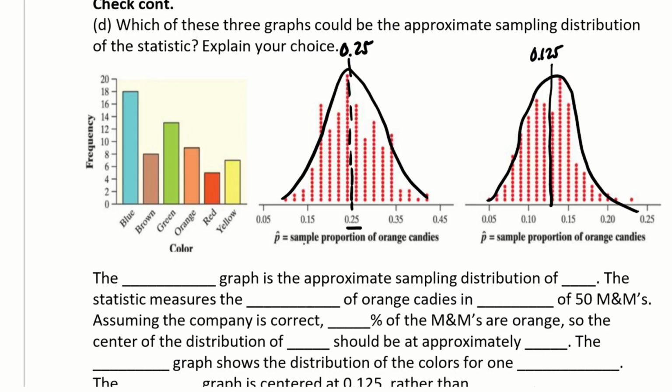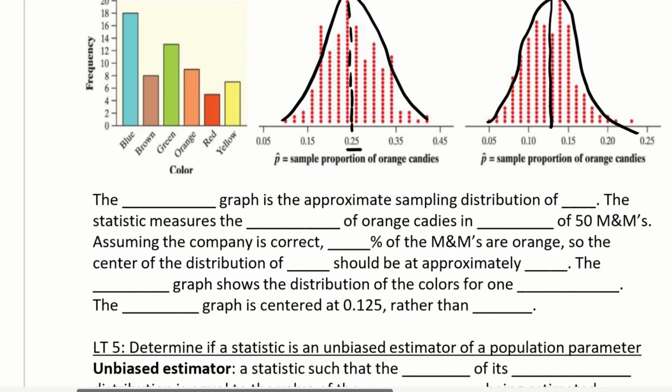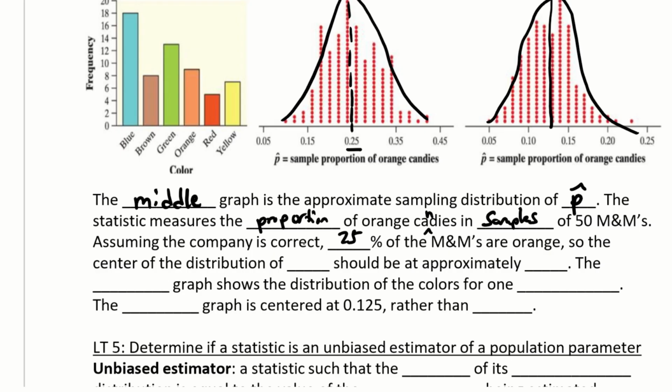Okay, so here the middle graph is the approximate sampling distribution of p hat. The statistic measures the proportion of orange candies, sorry about that, in samples of 50 M&Ms. All right, so assuming the company is correct, that means 25% of the M&Ms are orange, so the center of the distribution of p hat should be at approximately 0.25.